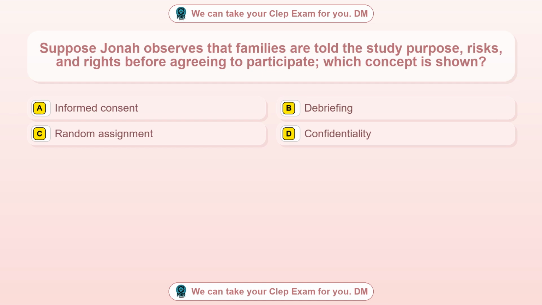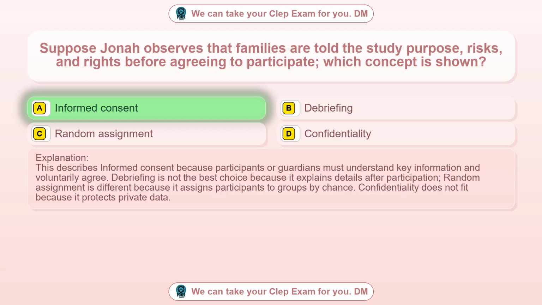Question 100. Suppose Jonah observes that families are told the study purpose, risks, and rights before agreeing to participate. Which concept is shown? Option A, informed consent. Option B, debriefing. Option C, random assignment. Option D, confidentiality. The correct answer is option A, informed consent.